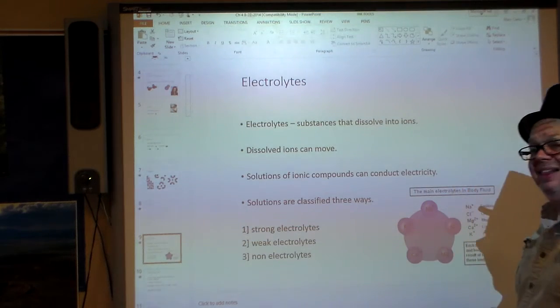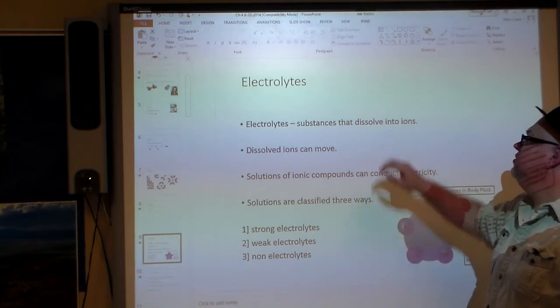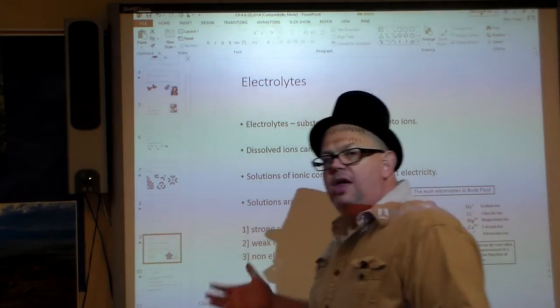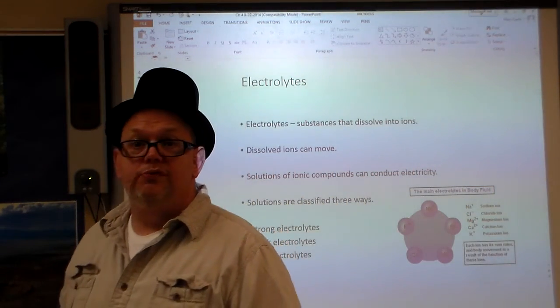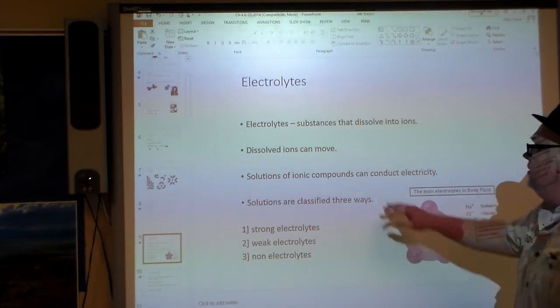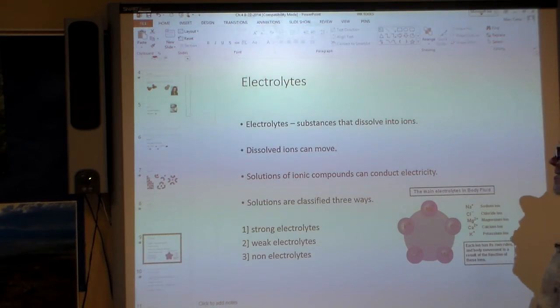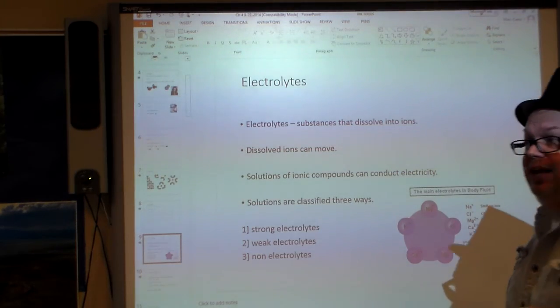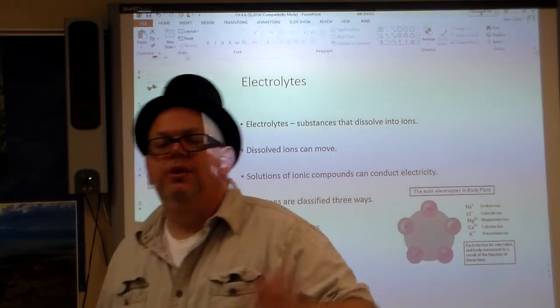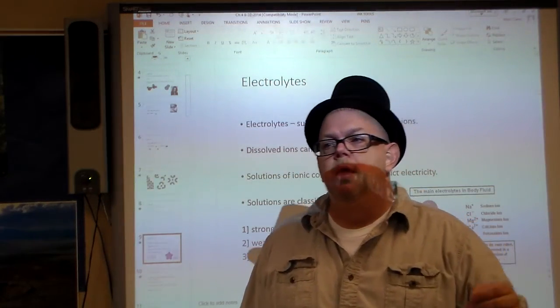We've got to talk a little bit about electrolytes here. Those are substances that dissolve into ions. Now, the thing is, dissolved ions can, in fact, move. They can move. All right? Now, solutions of ionic compounds can conduct electricity. It allows ions to flow through. It allows electricity to flow through.